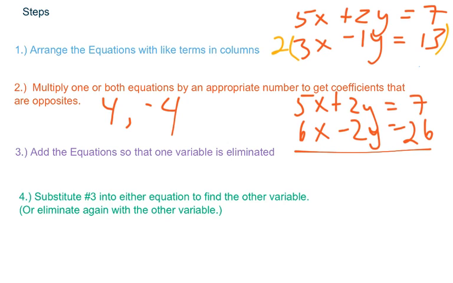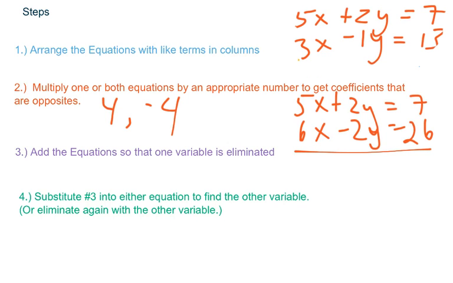Which is, add the equations so that one variable is eliminated. Now, if I go back to the original problem and try to add it as is, I would get 8x plus 1y equals 20, which is wonderful, but totally useless. I still have an x and I still have a y, and it just doesn't get me where I want to go.